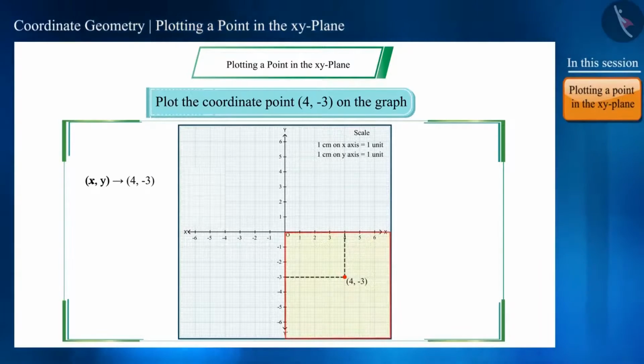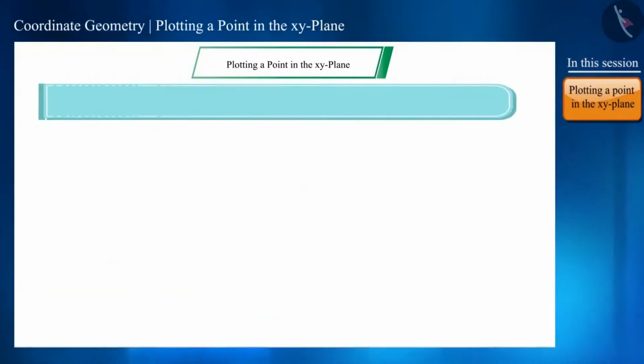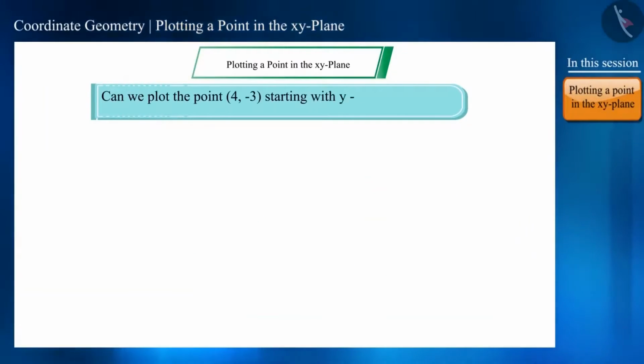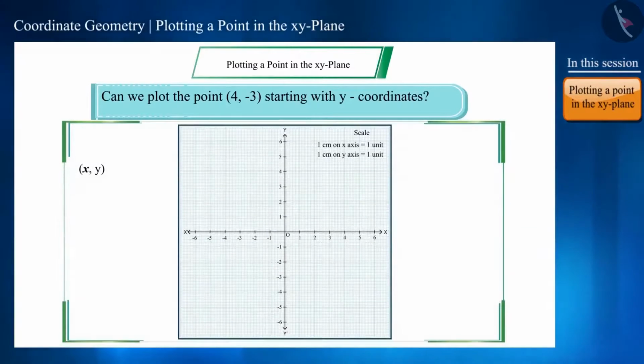In which quadrant is it located? This point will be in the 4th quadrant. Friends, here you can see that we started with the x-coordinate. Could we plot this point if we had started with the y-coordinate?